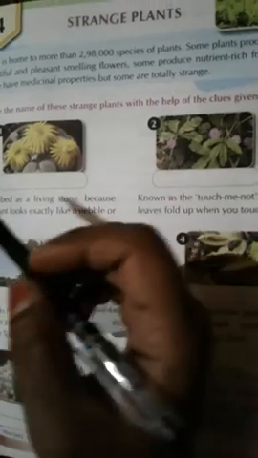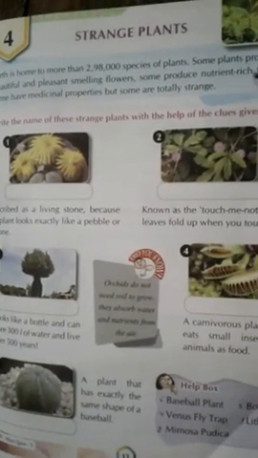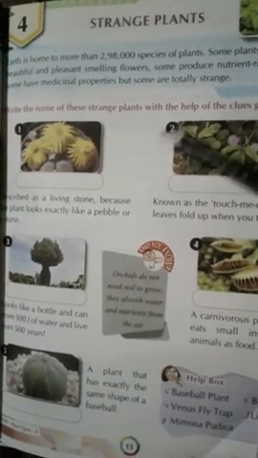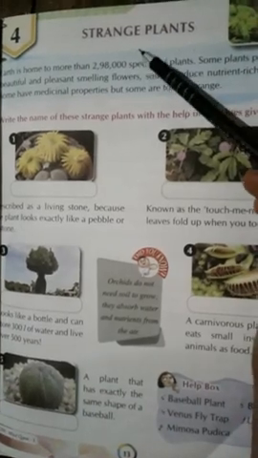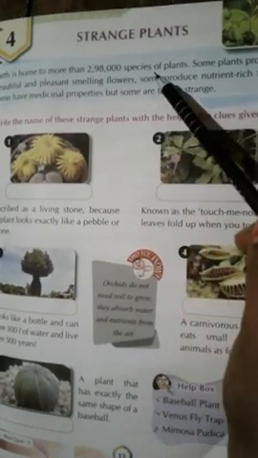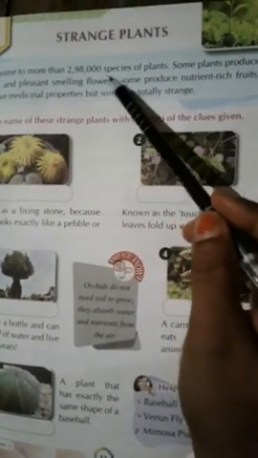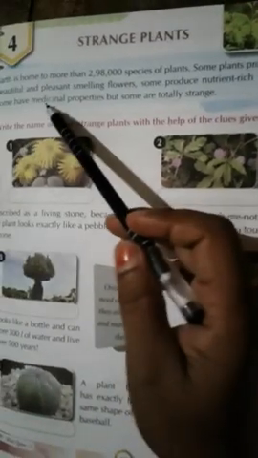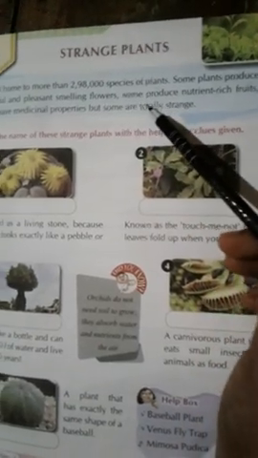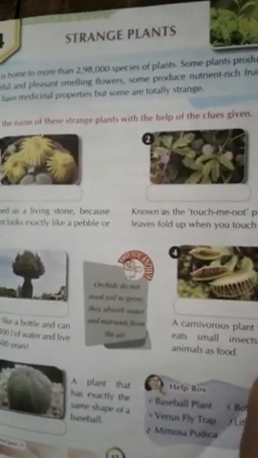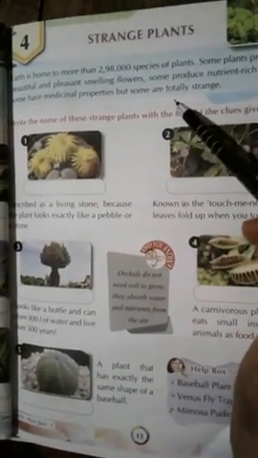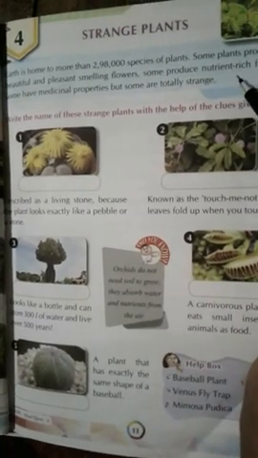After completion of the third chapter, let's move on to the fourth. That is related to this, but it is quite different from the third chapter. It is about strange plants. On our earth, there are 298,000 species of plants. Different types of plants are present. Some plants produce beautiful and pleasant smelling flowers like rose, lily, and some produce nutrient rich fruits, and some have medicinal properties, but some are totally strange. So let us know about these plants.